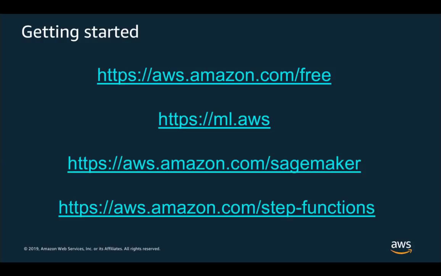ml.aws is the high-level page for everything machine learning at AWS. So that's a good name, a good URL name. You'll find information on all services and documentation and pricing and customer references and so on. So if you're new to machine learning on AWS, this is the place to go.